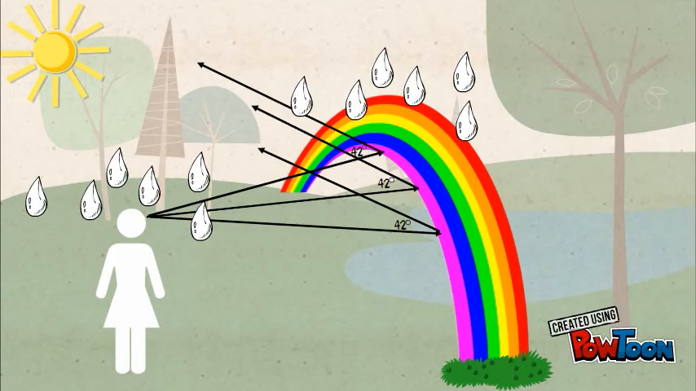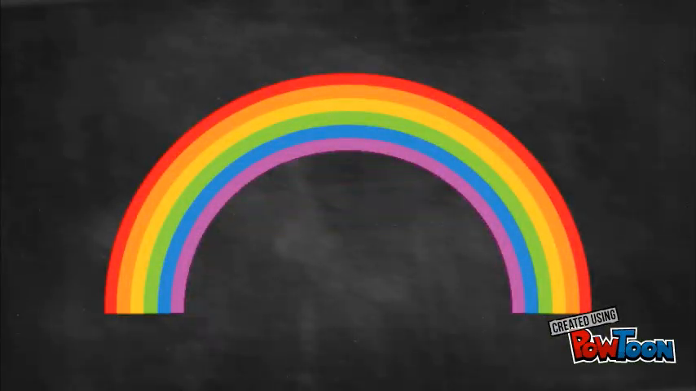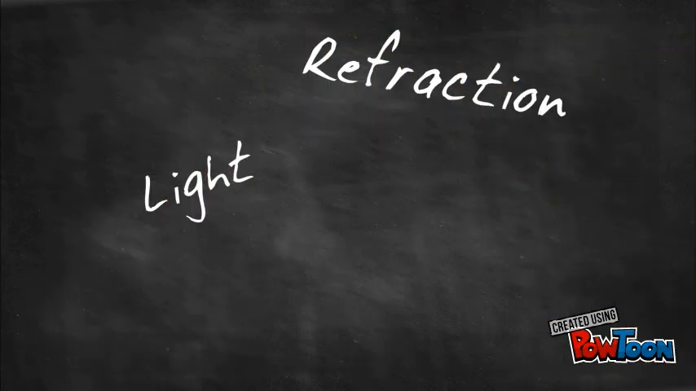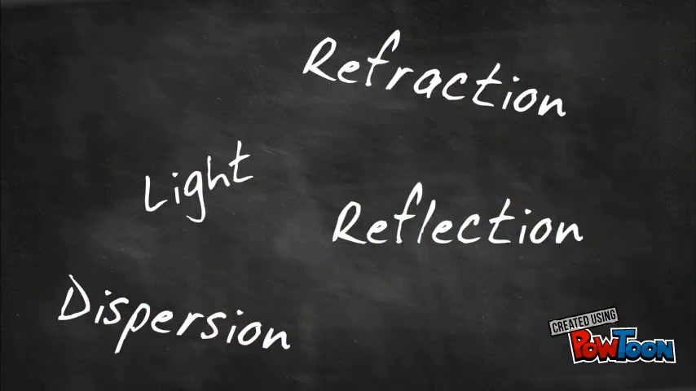But how do these droplets of water exactly disperse and reflect light? In order to fully understand the physics behind the rainbow, we must understand what light is, the concepts of refraction, internal reflection, and dispersion of light.